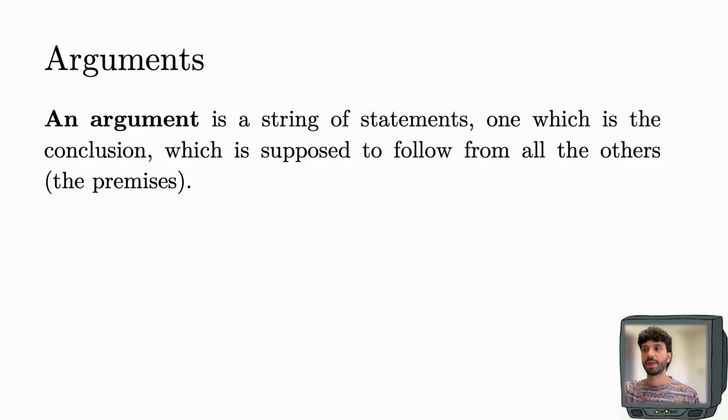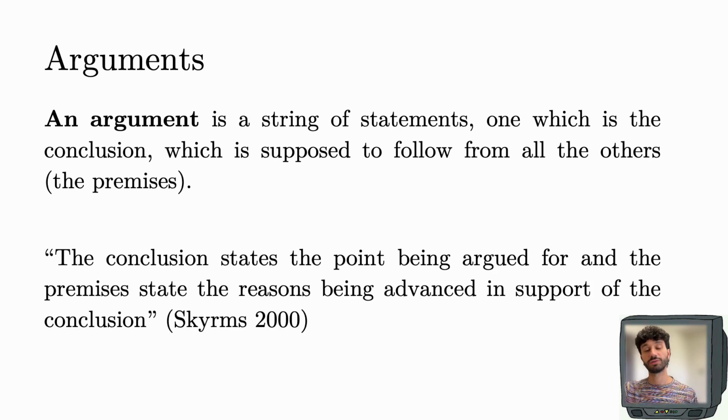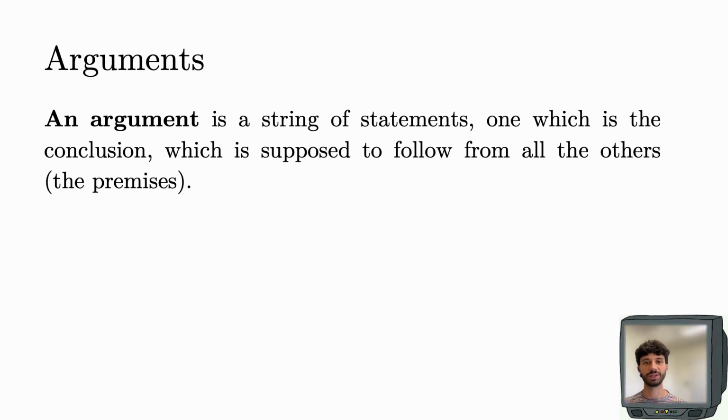Okay, so let's start by looking at arguments. This is a definition. An argument is a string of statements, one of which is a conclusion, which is supposed to follow from all the others, which are called the premises. From the chapter of the reading, we saw that the conclusion states the point being argued for, and the premise states the reason being advanced in support of the conclusion. So note that the conclusion is a statement that we're trying to convince you of, and to convince you of that statement in an argument, we're giving you a bunch of other statements, and these statements are called the premises.